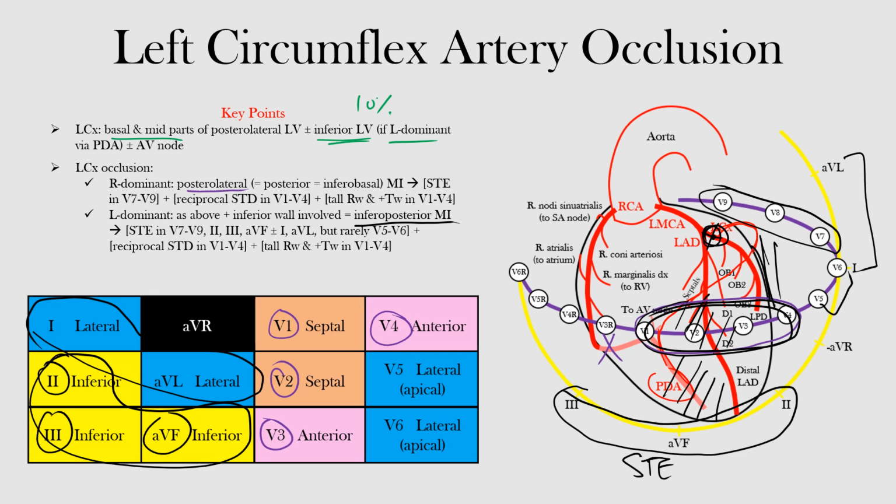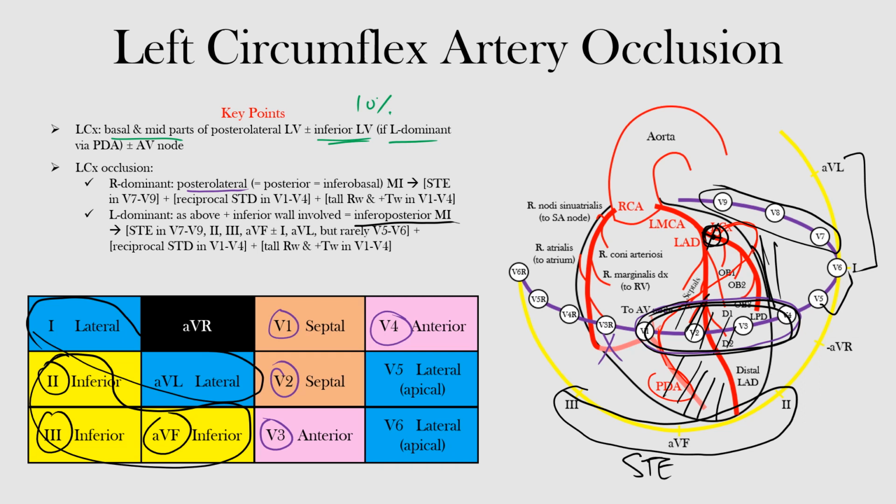Hopefully this is starting to come together and you're starting to make out the different anatomy and how this is all relating. So let's quickly review what we discussed before we end. So again, the left circumflex coronary artery supplies the basal and mid parts of the posterolateral left ventricle, as well as, if you have a left dominant patient, the inferior left ventricle also. The AV node may also be supplied in such cases.